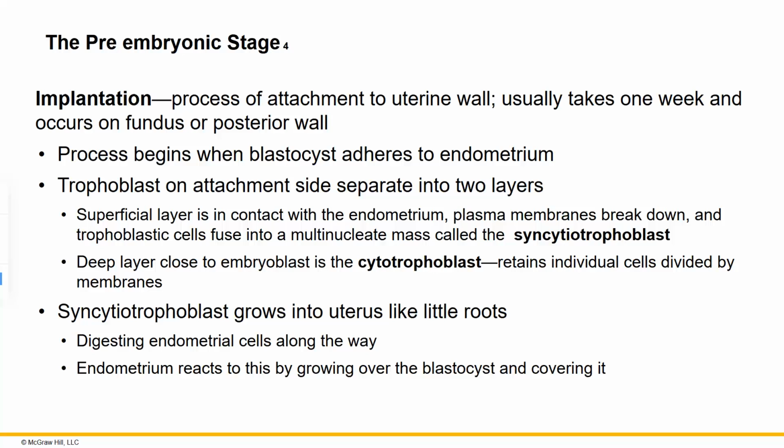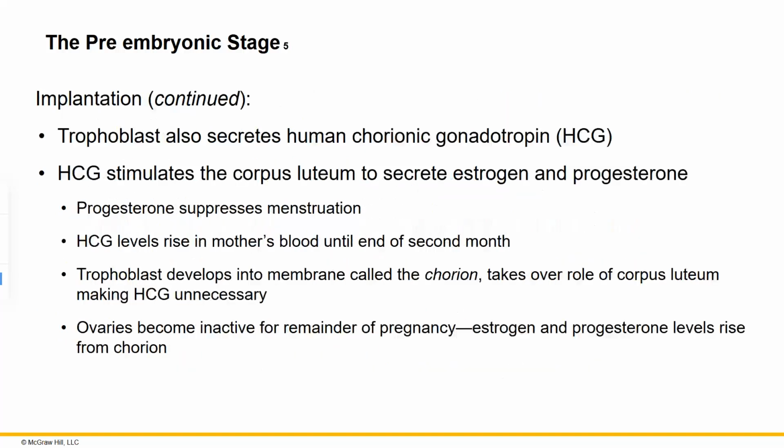The superficial layer is in contact with the endometrium, plasma membranes break down, and the trophoblastic cells fuse into a multinucleate mass called the syncytiotrophoblast. The deep layer close to the embryoblast, the cytotrophoblast, retains individual cells divided by membranes. The syncytiotrophoblast grows into the uterus like roots, digesting endometrial cells along the way. The endometrium reacts by growing over the blastocyst and covering it.